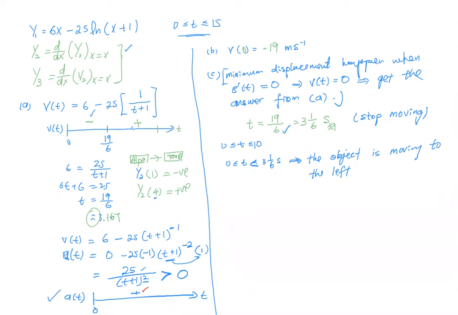Look at the acceleration sign diagram. Acceleration is the rate of change of velocity. The acceleration is positive, that means the velocity is increasing. So the object is moving to the left with increasing velocity. But the speed is increasing or decreasing? Decreasing. Yes, you are right. Because different sign. Am I right? So that's why at t equal to 3 and 1/6, the object stops moving. Correct?